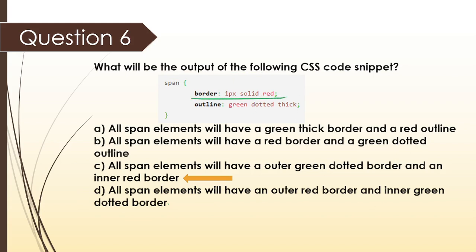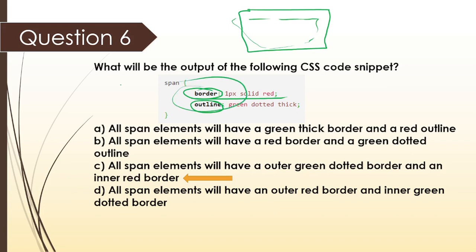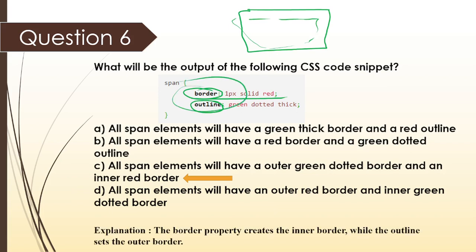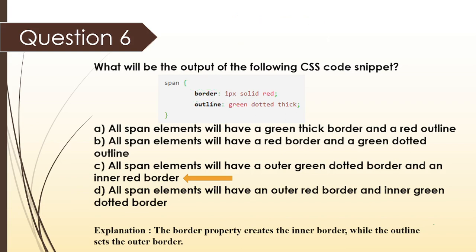Okay, border is always on the outer side. Remember one point, border is always on the outer side and outline is always on the internal side if we are using both together. Okay, so correct answer is C. The border property creates the inner border while the outline sets the outer border.